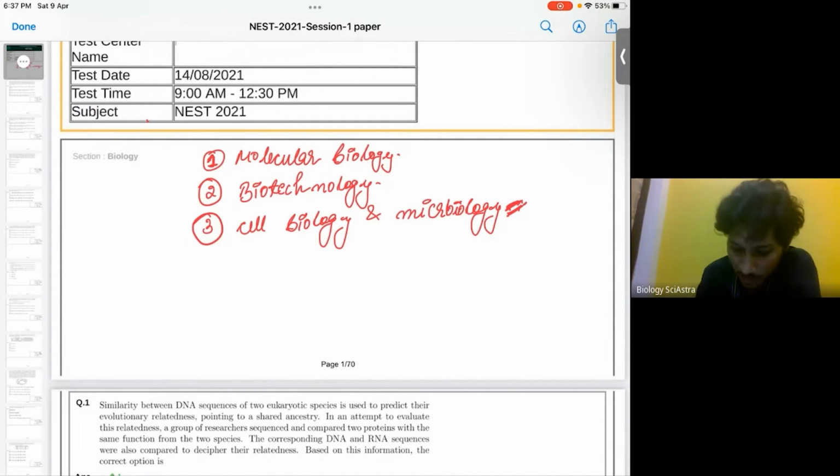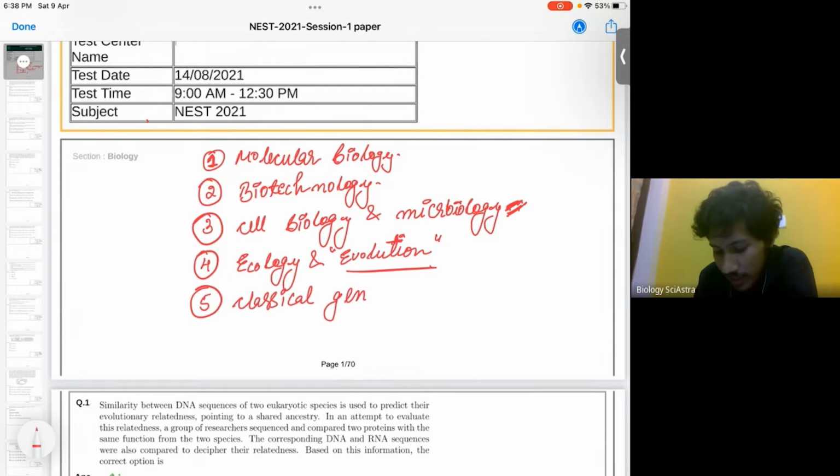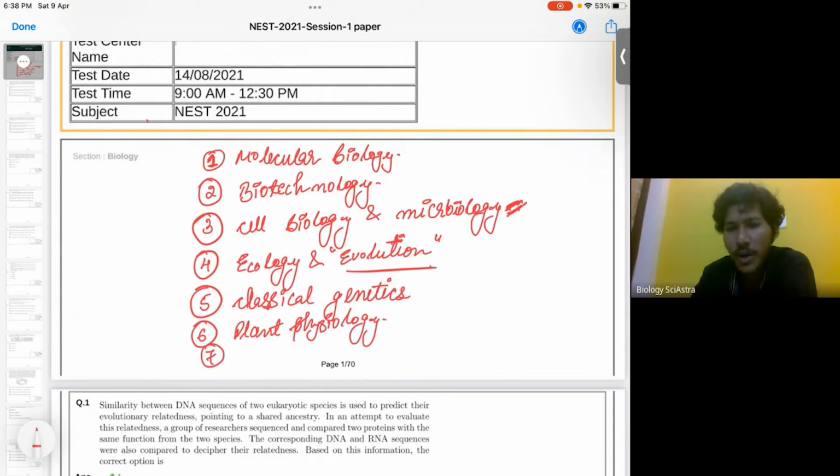Now the fourth unit that was covered was ecology, and I'm also including evolution in it. Again, the questions that come from evolution are interrelated, not direct ones. Also, questions from classical genetics were asked. Classical genetics means the one which includes your Mendelian laws. One last important chapter that was asked was plant physiology. Plant physiology is also very essential with respect to this exam. Also, some parts of metabolism, or we can say enzyme activity and all those things, were asked. So it also includes biochemistry.